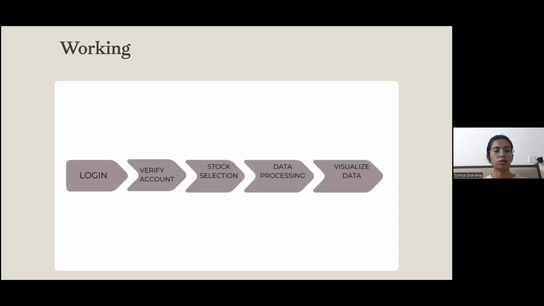Then we have a stock selection page. Now, once you're inside, the user gets to choose the stock that they want to track. It's a bit like going to a restaurant and deciding which dish you want. Then after the stock selection, we have data processing. While selecting the stock, you are constantly updated in real time using the Alpha Vantage API. It is similar to a chef at a restaurant making the dish you have ordered.